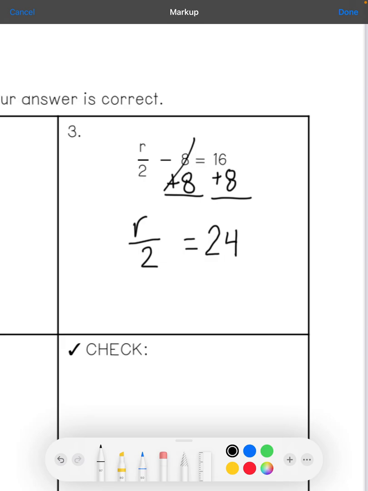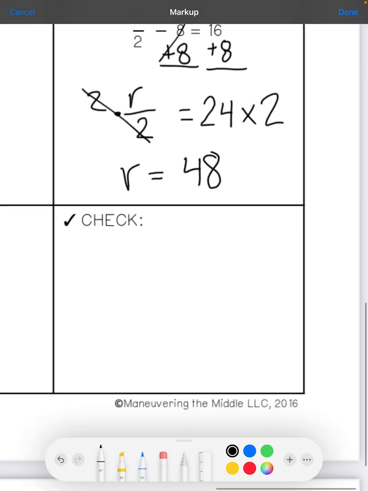So now we want to isolate the variable by undoing any multiplication or division that is happening. Now when you look at this, you need to think about what's happening, 7th graders. R is being divided by 2. And so to undo it, you do the opposite. The opposite of division is multiplication. So now you need to multiply 24 by 2. 24 multiplied by 2 is 48.